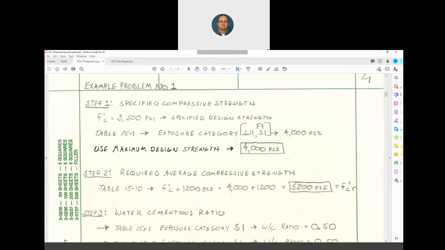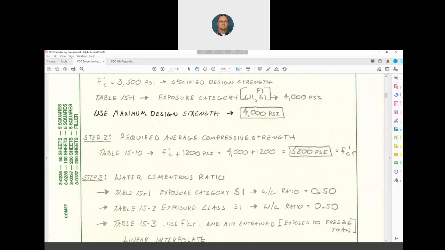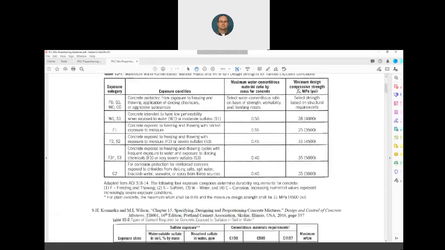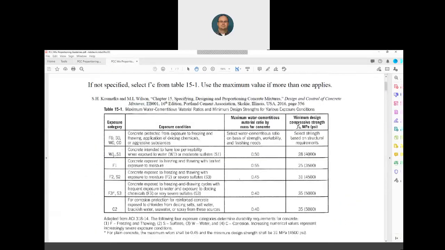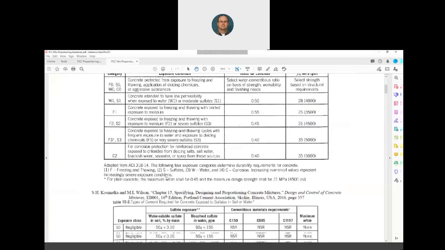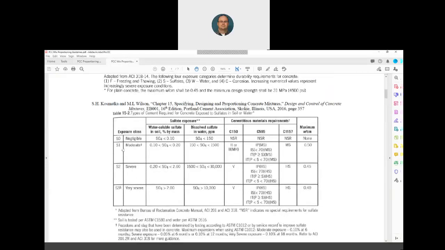All right, step 3, water cement ratio. Okay, so table 15.1. Let's go back to table 15.1. W1, S1, right? Moderate sulfates. Water cement ratio 0.50. Okay. Table 15.2. Let's go down to 15.2. S1, moderate sulfates, right? Maximum water cement ratio 0.50.